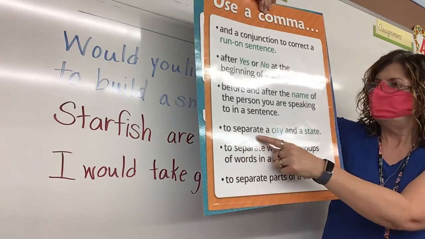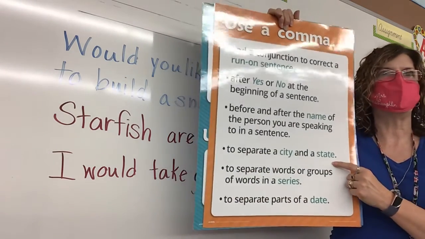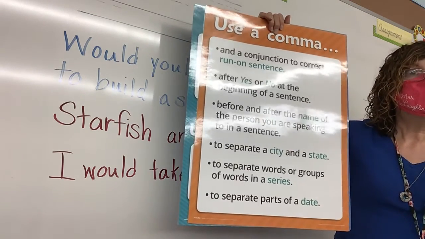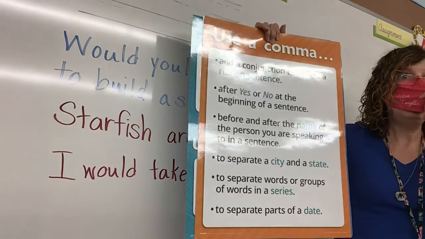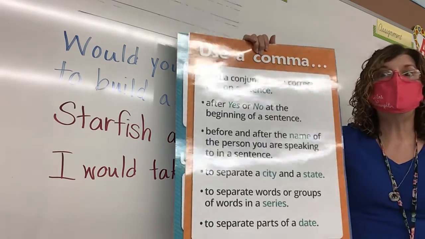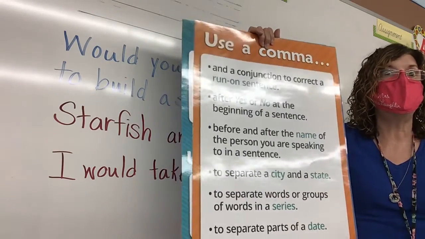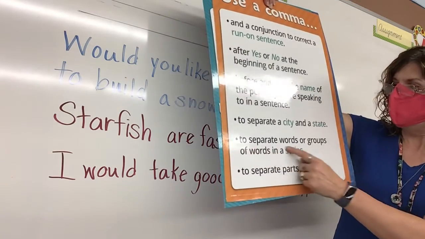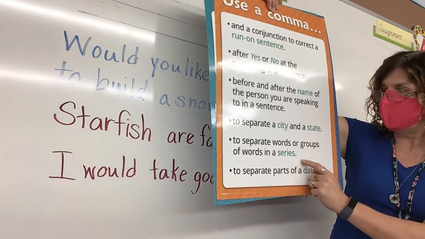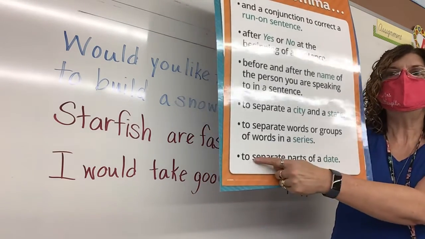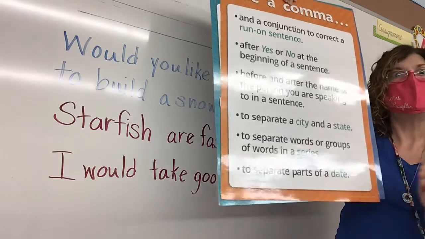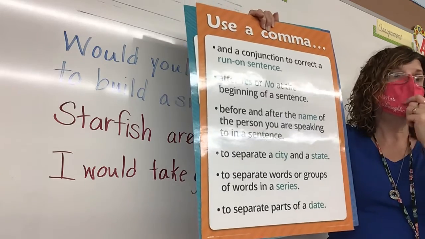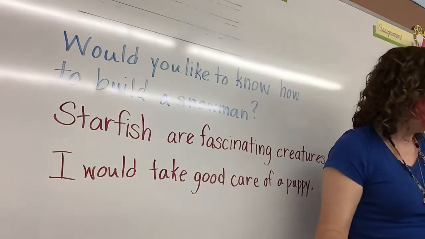All right, the next one is to separate a city and a state. Not keen on this one because they do not write the whole rule. You separate the city from the state and you put the comma after the state too if it's not at the end of the sentence. All right, and then the last rule that will be on the quiz is to separate words or groups of words in a series. Now, unfortunately, they do have one sentence where they use the parts of a date. Well, we're not learning the parts of a date until tomorrow. So I'm going to tell you where to put those commas on the quiz. You won't have to worry about it.